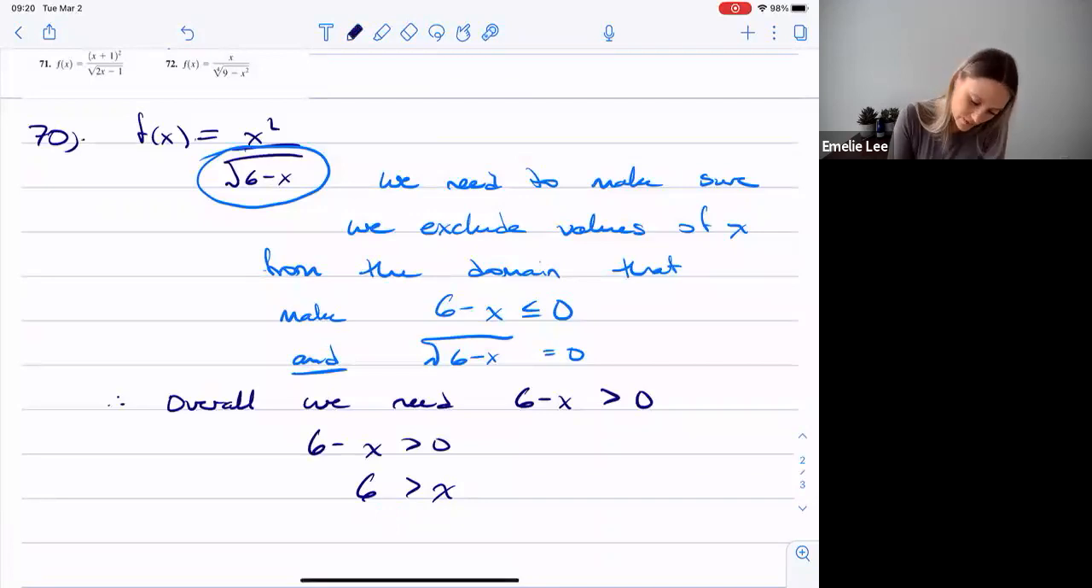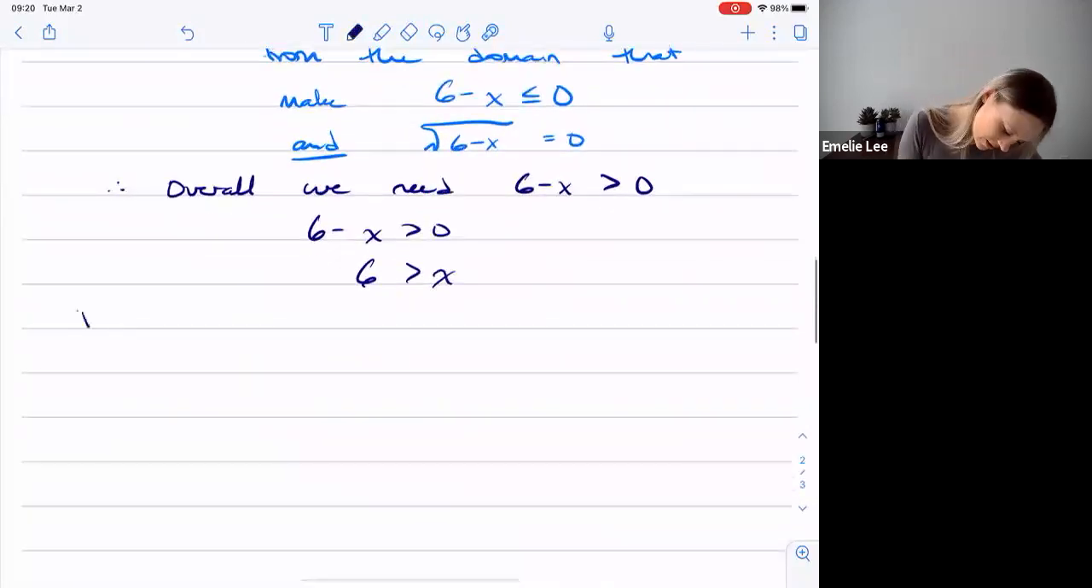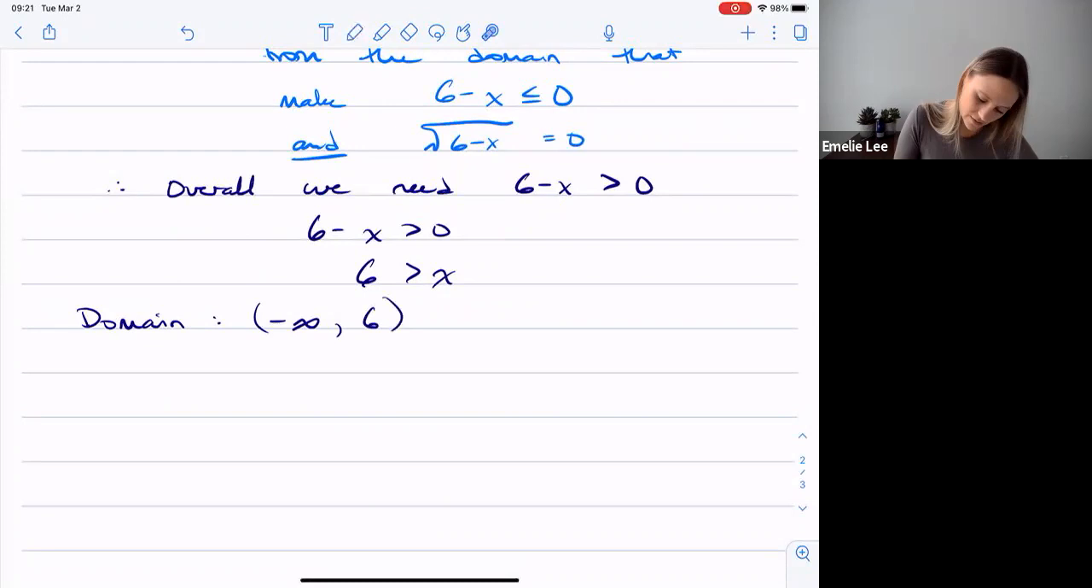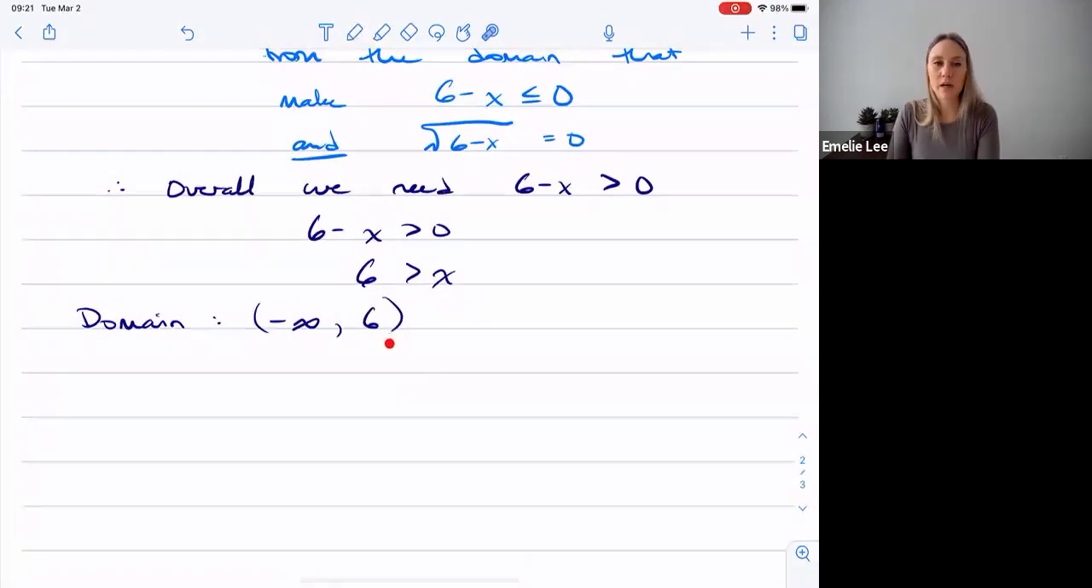So the domain we decided is all the x's that are less than 6, right? Meaning I can go from negative infinity up to 6, but not including 6. So I do a round bracket.